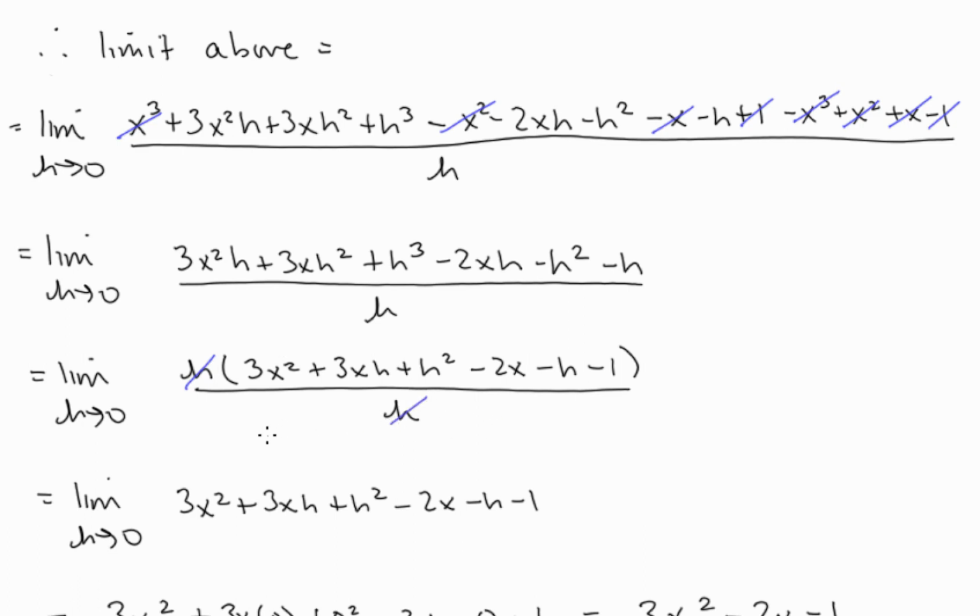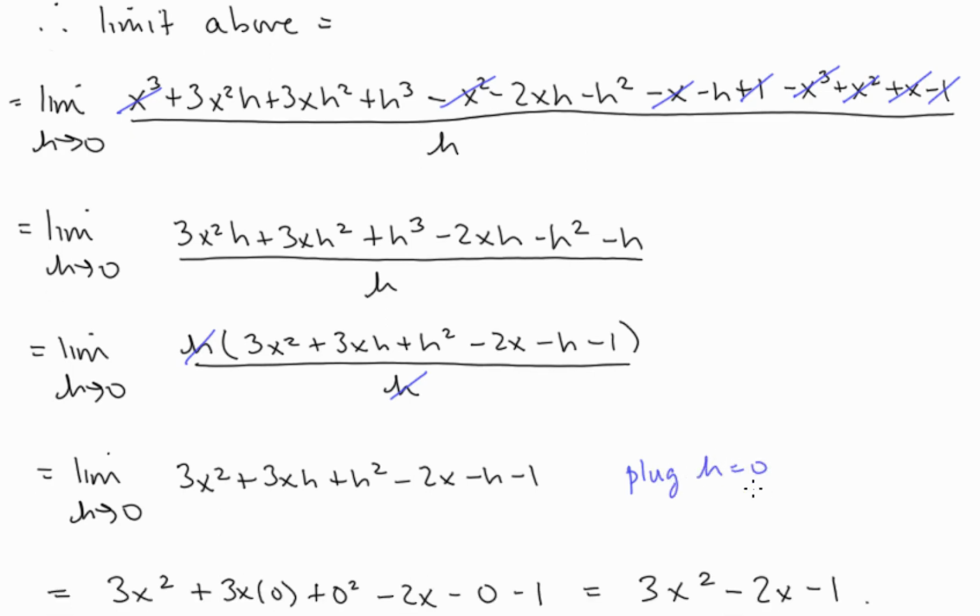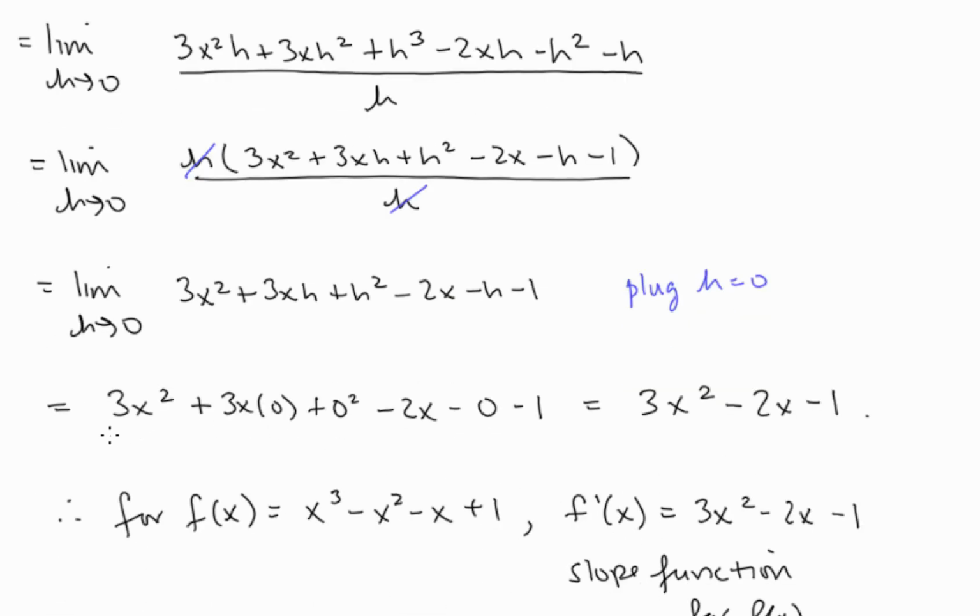And so what we're left with here is limit as h goes to 0, 3x squared plus 3xh plus h squared minus 2x minus h minus 1. And at this point we can just plug in h equals 0 to take the limit. And so we're left with 3x squared minus 2x minus 1. And so this is our derivative function f prime of x.